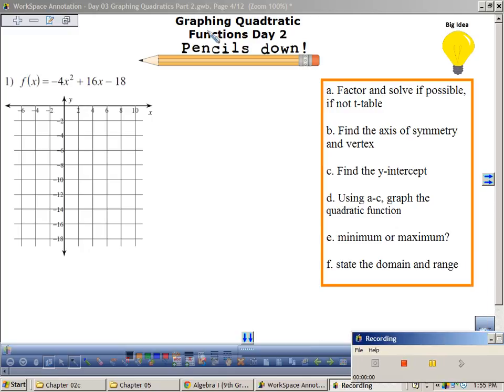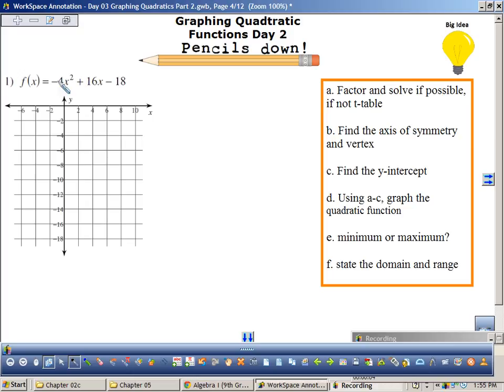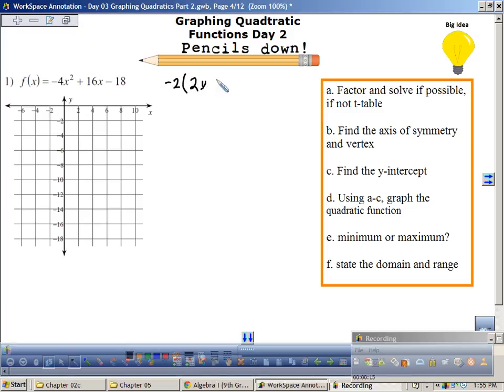So let's talk about day 2 of quadratic functions. Let's look at this graph right here. What's the first thing I would do with this? Factor out a -2, and I would get 2x squared plus 8x minus 8x, thank you, minus 8x plus 9.